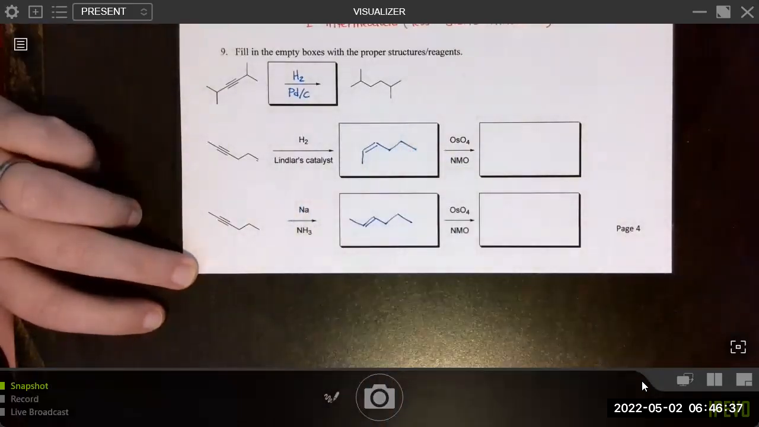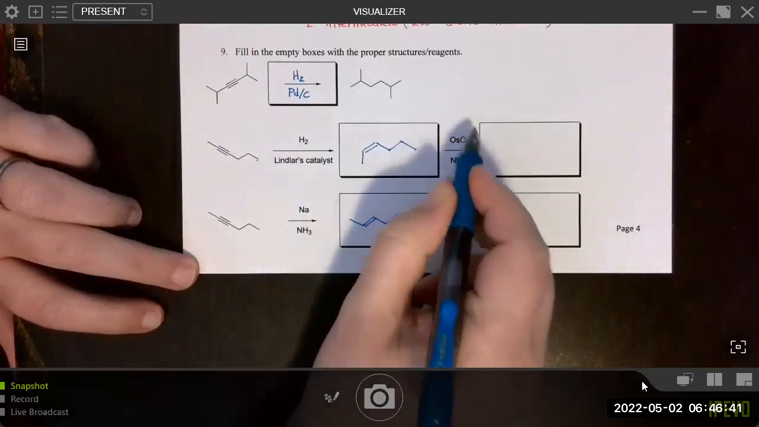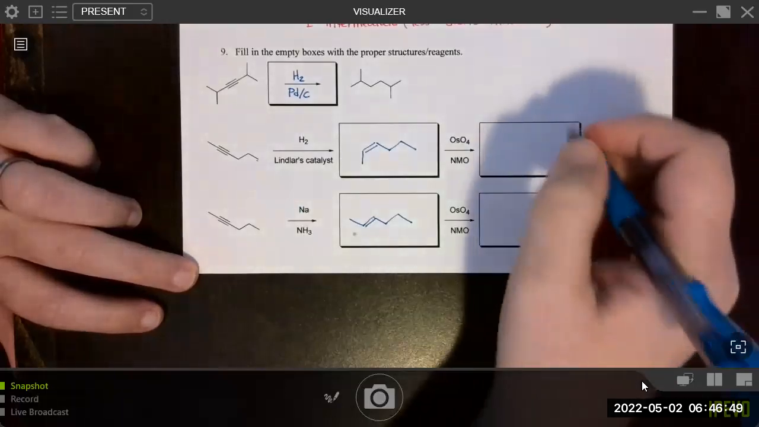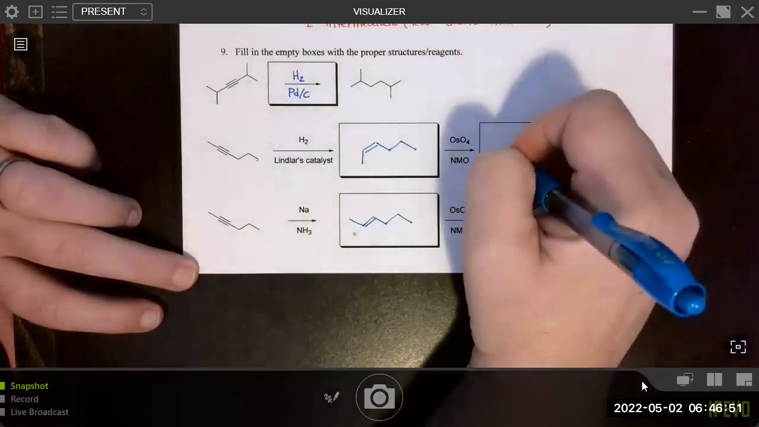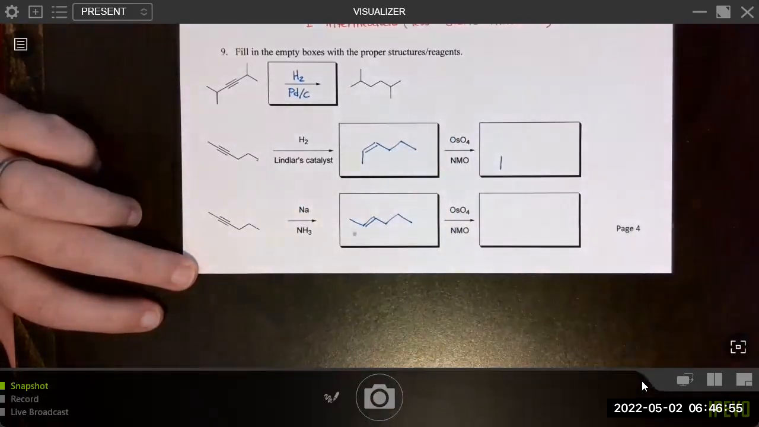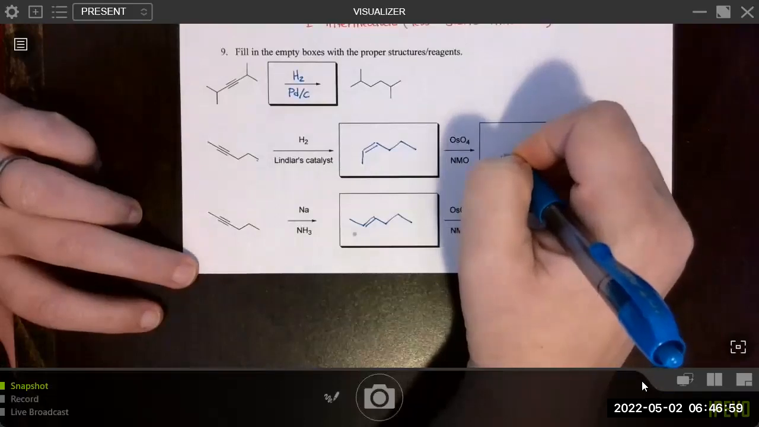Okay, and then from there, we want to draw the syn dihydroxylation. So recall that osmium tetroxide does syn dihydroxylation. The easiest way to draw that is just to draw the carbon skeleton. I'm just going to use model 2, but you can also use model 1 to draw the product.